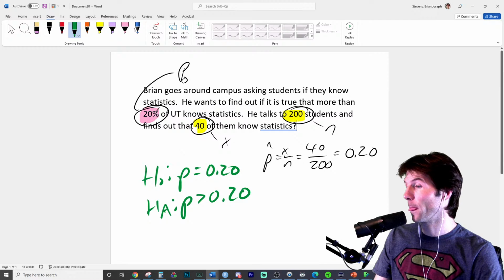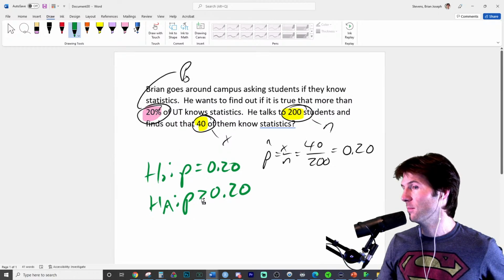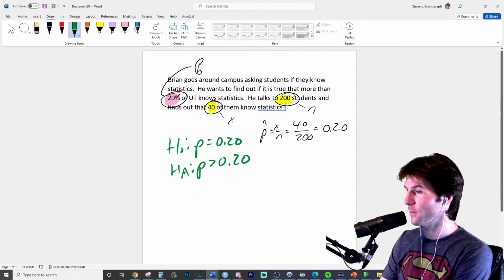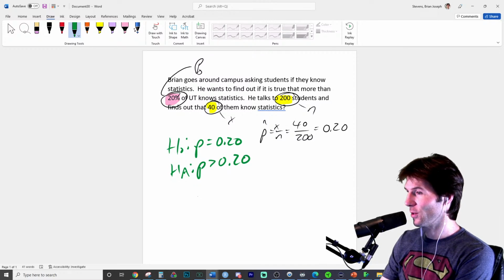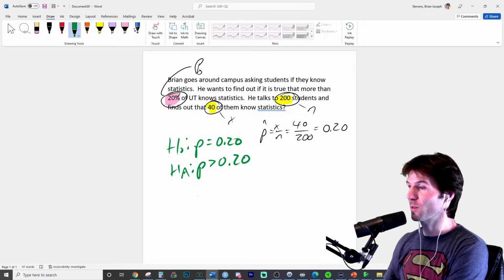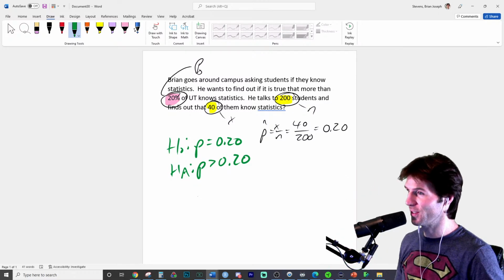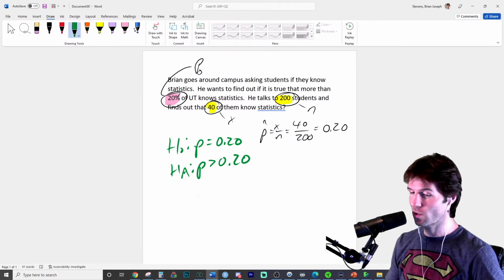And it's not T though. Because what is Mr. T? Mr. T is what? T is mean. And this is what kind of data? So Brian's asking people, do you know statistics? And someone's like, yeah, I know stats. Like, cool. You count as a success. So it's Z. Yep. So this is going to be a Z-score right here.